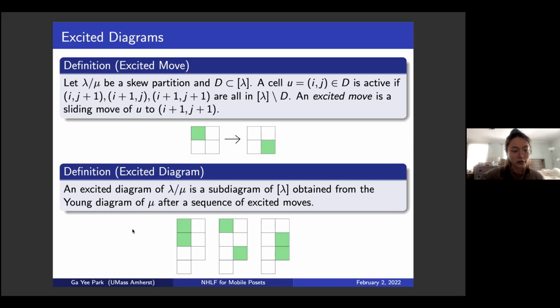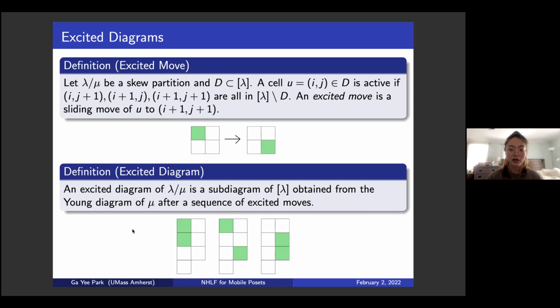That's one definition of excited diagram. Naruse gave very specific technical definitions, which I attempted to read, but I haven't really fully read or understood. But I think this is a really good way of explaining what an excited diagram is.